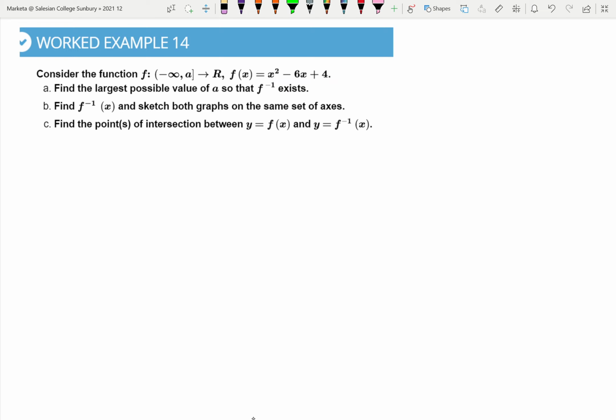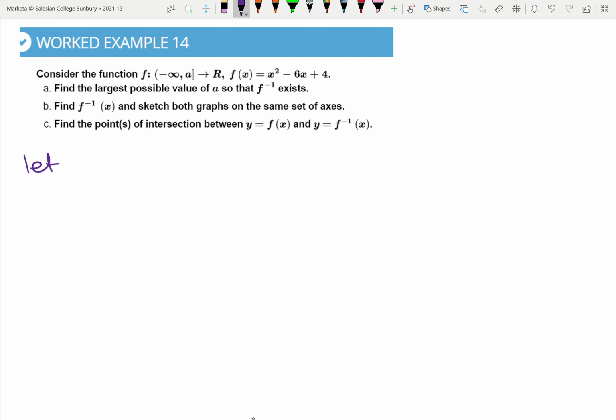So find the largest value of a so that f^-1(x) exists. And as we've seen, what's important for the domain, for our restricted domain, is the turning point. So let's find that, and it looks like I'm going to have to complete the square.